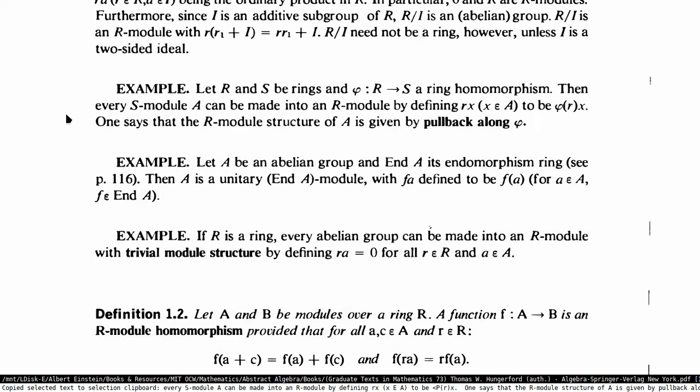Then he talks a bit about the endomorphism ring. If you have an abelian group, then with the endomorphism ring that you get from it, he says A is going to be a unitary module over this endomorphism ring, and your multiplication there is defined as follows. You have f a, where f is an endomorphism: you take an endomorphism and apply it to an element of the abelian group, and the rest is just how endomorphisms work.